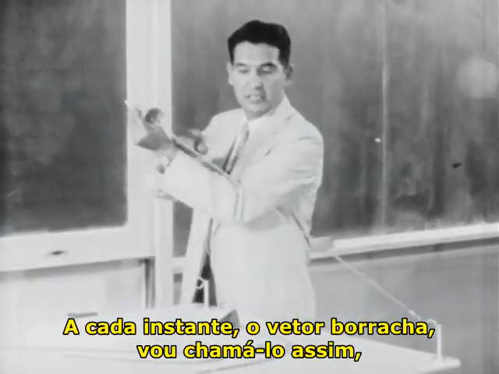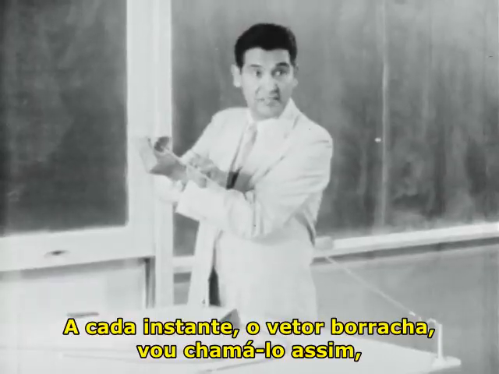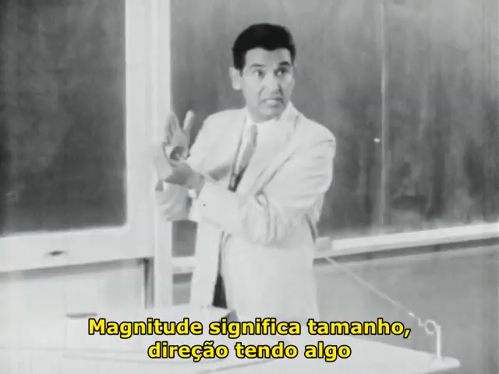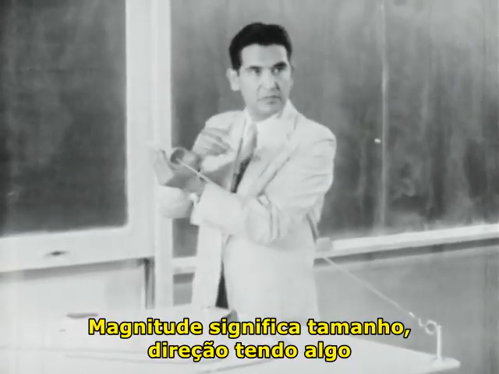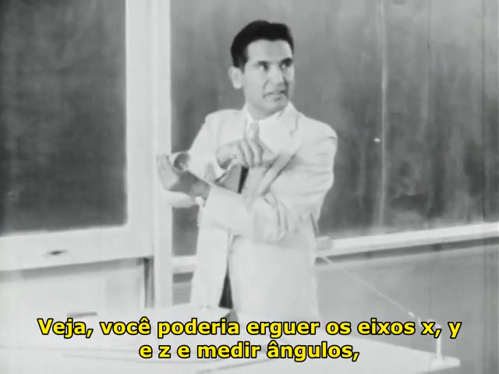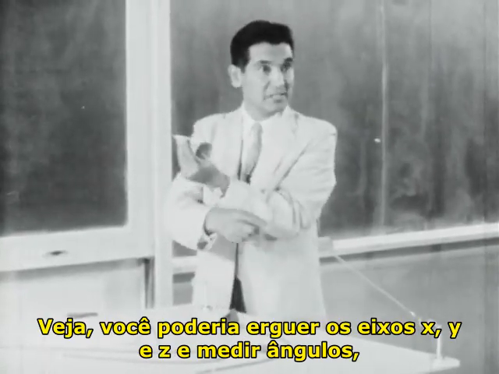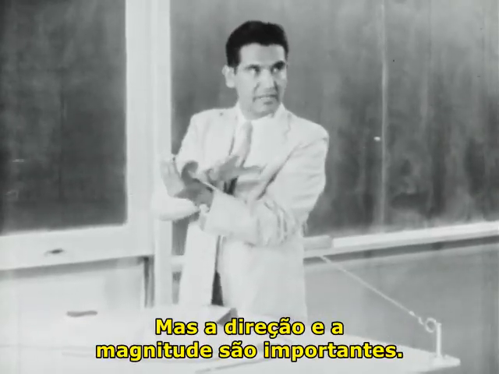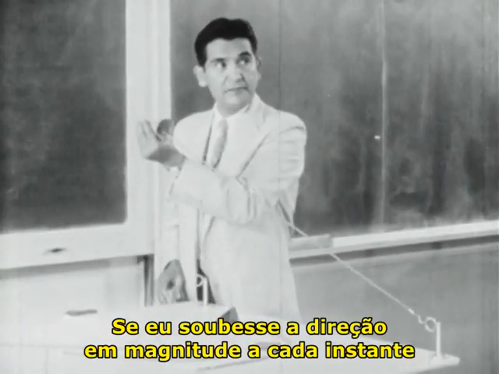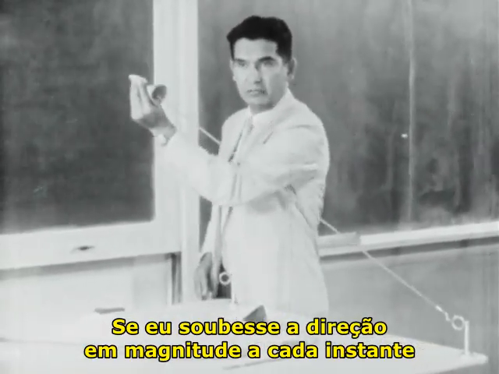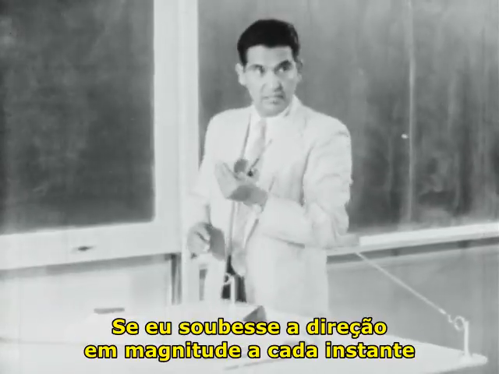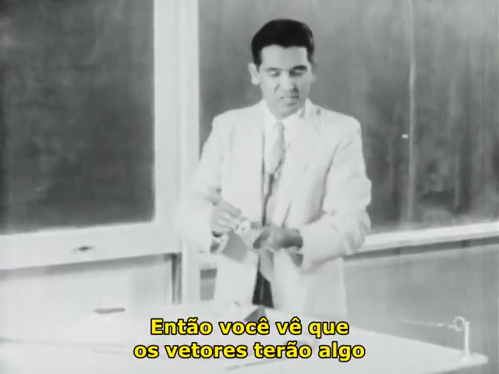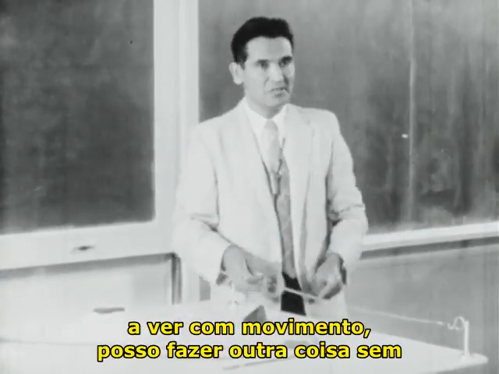At every instant, the rubber vector, I'll call it that, has direction and magnitude. Magnitude meaning size, direction having something to do with angles. You see, I could erect X, Y, and Z axes and measure angles. Now, we're not going to do much computing during this picture, but direction and magnitude are important. If I knew the direction and magnitude at every instant of the trajectory, I would have solved the problem of motion. So you see that vectors are going to have something to do with motion.